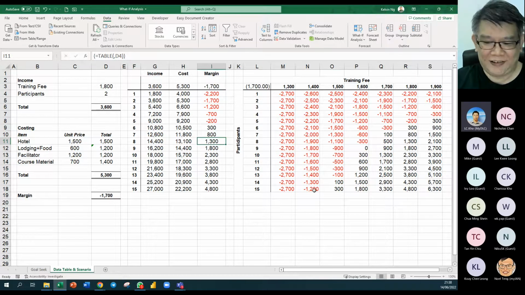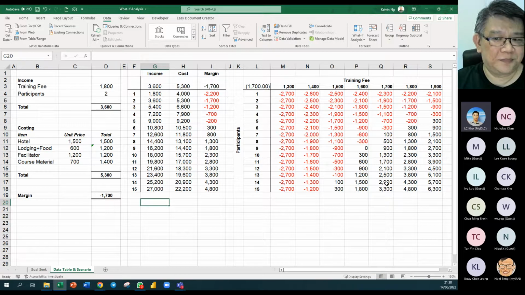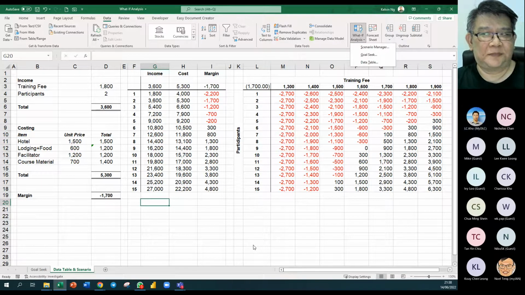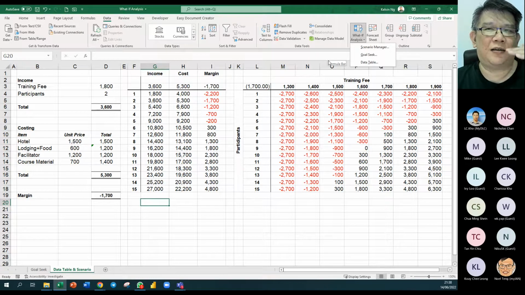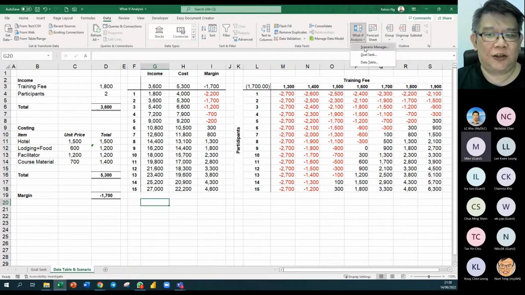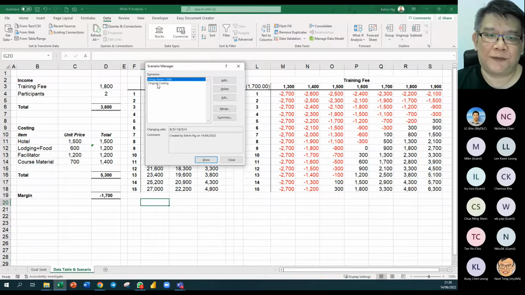Yeah, by the way, I got one question to ask. For the feature called scenario manager, right? It can be used for other purposes. Doesn't mean that it has to be a what-if scenario, right? You have to select the value to change manually. It cannot be a formula. Your changing cell cannot be a formula.